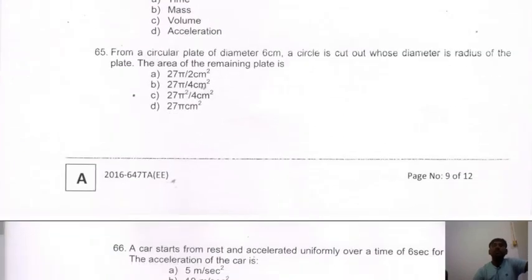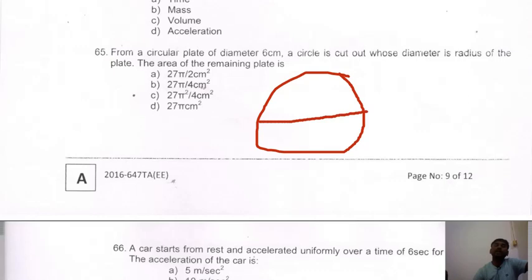65. From a circular plate of diameter 6 cm, a circle is cut out whose diameter is the radius of the plate. The area of the remaining plate is? Okay, so this is a basic mathematics 10th class question. They are telling one plate is there whose diameter is 6, so radius is obviously 3. Now it is telling a circle is cut whose diameter is the radius of the plate. So diameter is 6, radius is 3. One circle is cut from here whose diameter is according to the radius of the earlier plate. So what will be the remaining plate area?